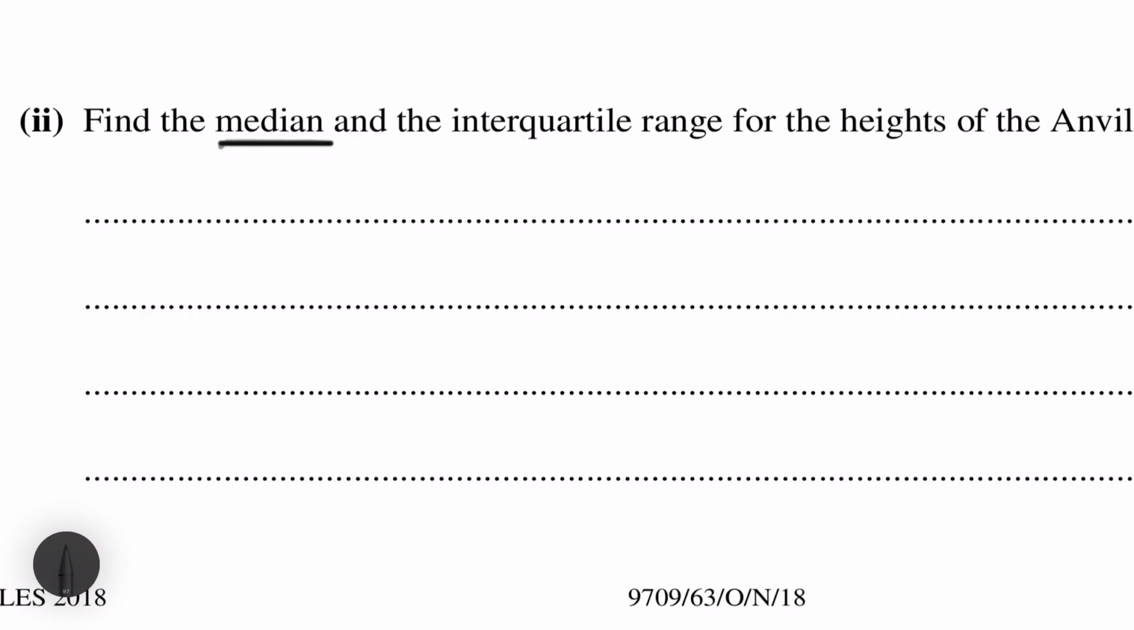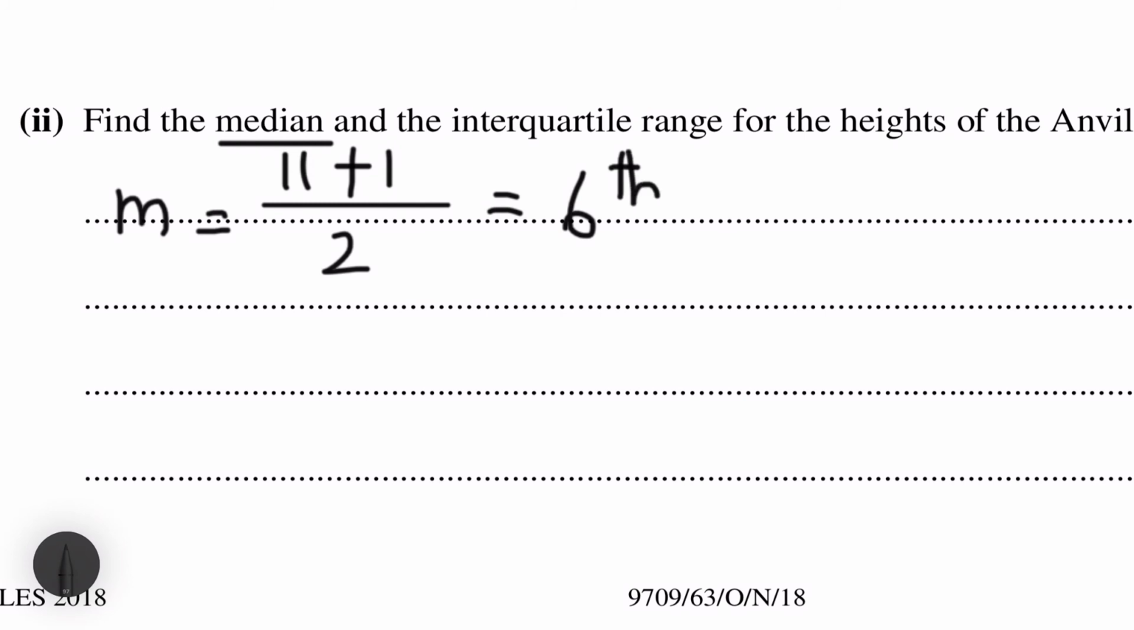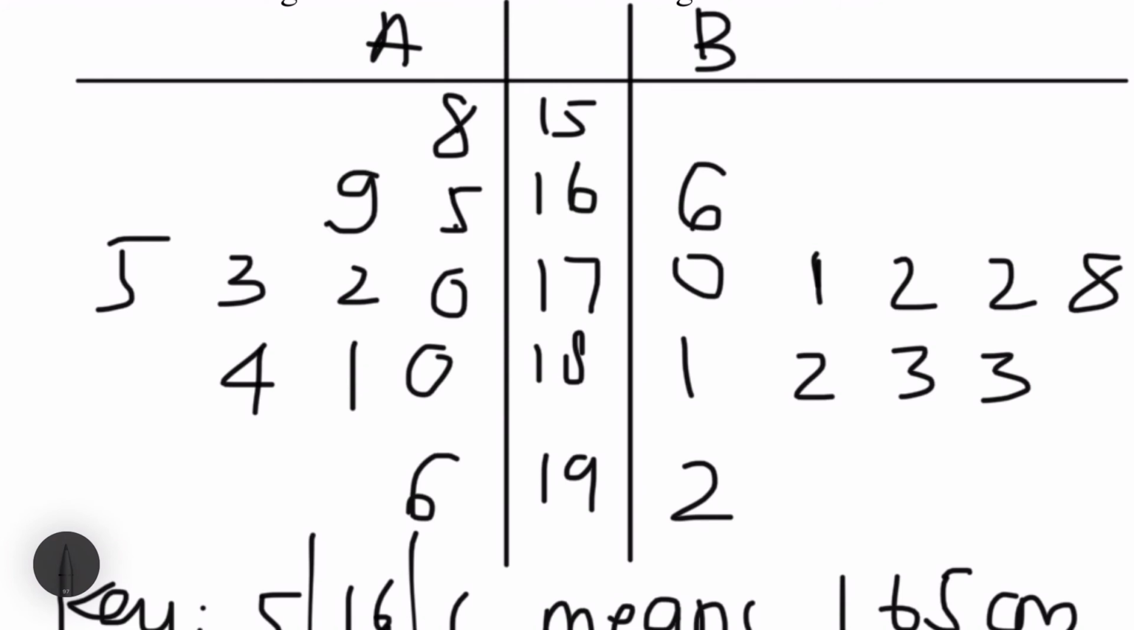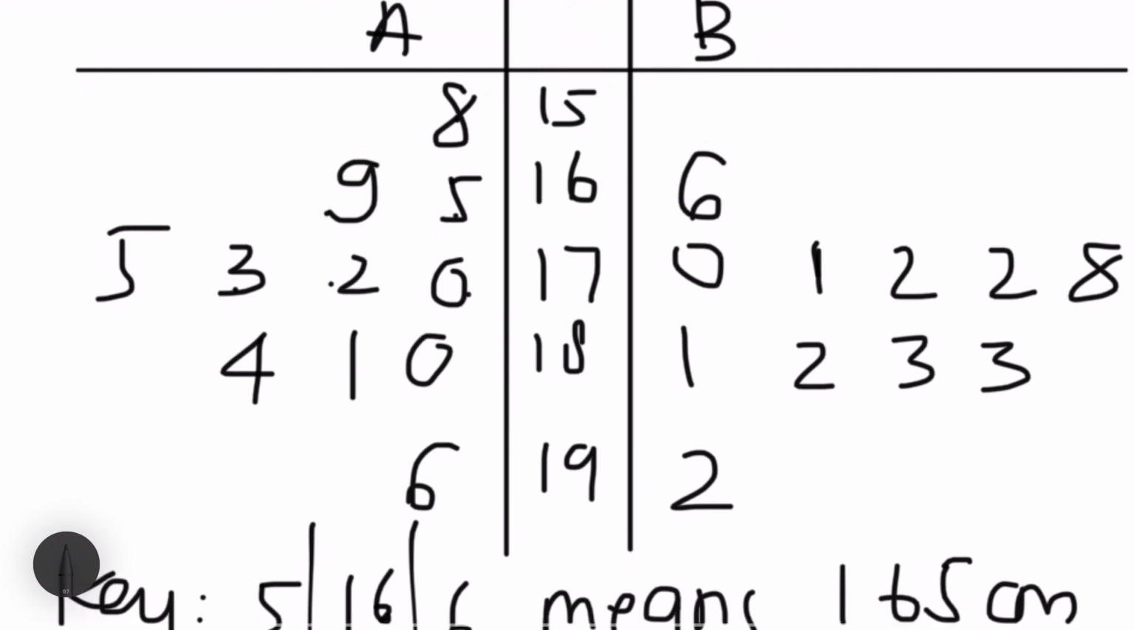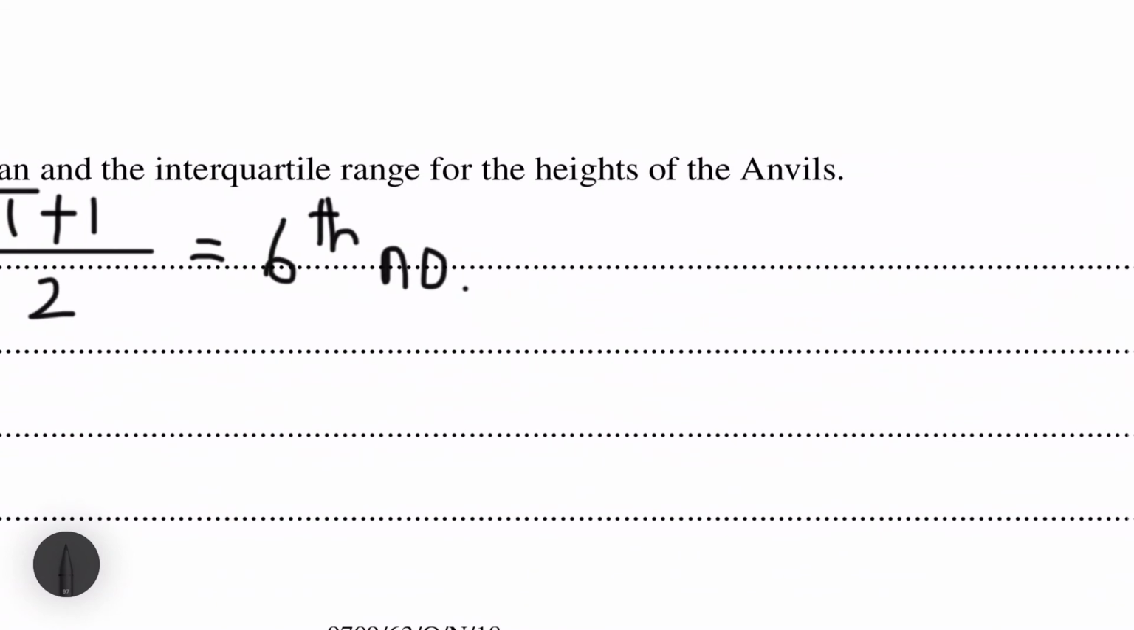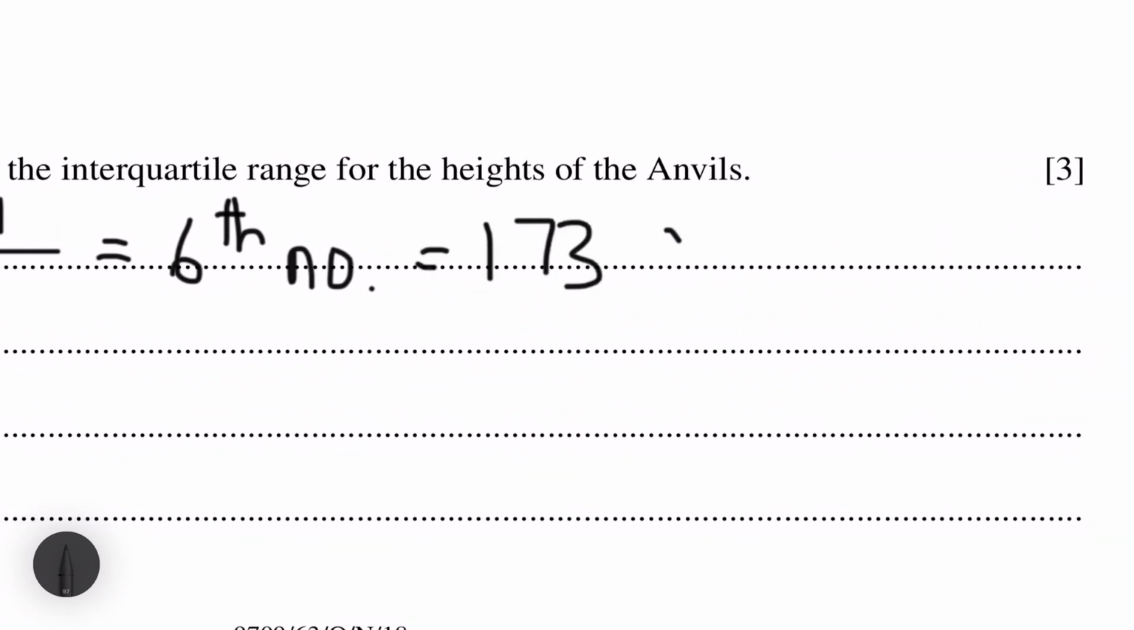To find the median for a stem and leaf diagram, all you need to do is to find the total number of the data you have. For this question, your value is 11, but since this is not an even number, you have to add 1 before you divide that by 2. So you're looking for the 6th number. For anvils, the 6th number is 173 centimeters.